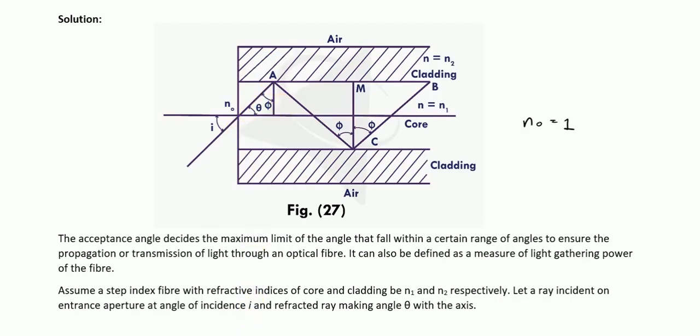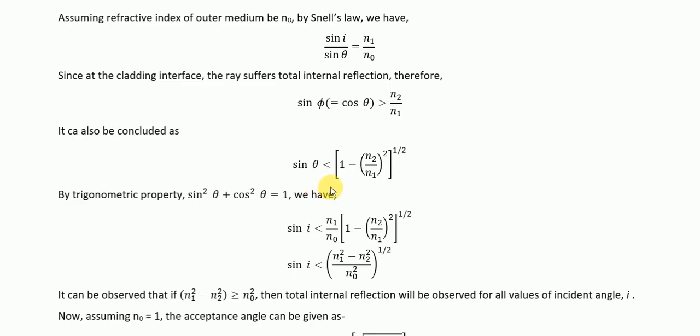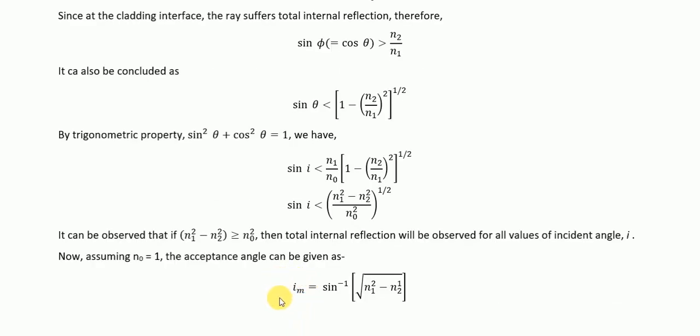So, we have sine theta less than root over, or to the power half, 1 minus n2 by n1 whole square. Now, substituting this value into the Snell's law, we can find that sine i is less than n1 by n0 root over, or to the power half, 1 minus n2 by n1 whole square. Now, assuming n0 is 1 for air, the maximum acceptance angle, which is given by im, is sine inverse of root over n1 square minus n2 square.